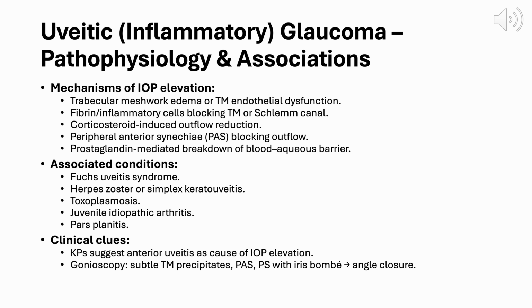Clinically, key clues point to the inflammatory nature of the glaucoma. The presence of keratic precipitates on the corneal endothelium should raise suspicion for anterior uveitis as the source of pressure elevation. Gonioscopic examination may reveal subtle trabecular meshwork precipitates, peripheral anterior synechiae, posterior synechiae, and in some cases, iris bombé configuration, which can precipitate secondary angle closure.